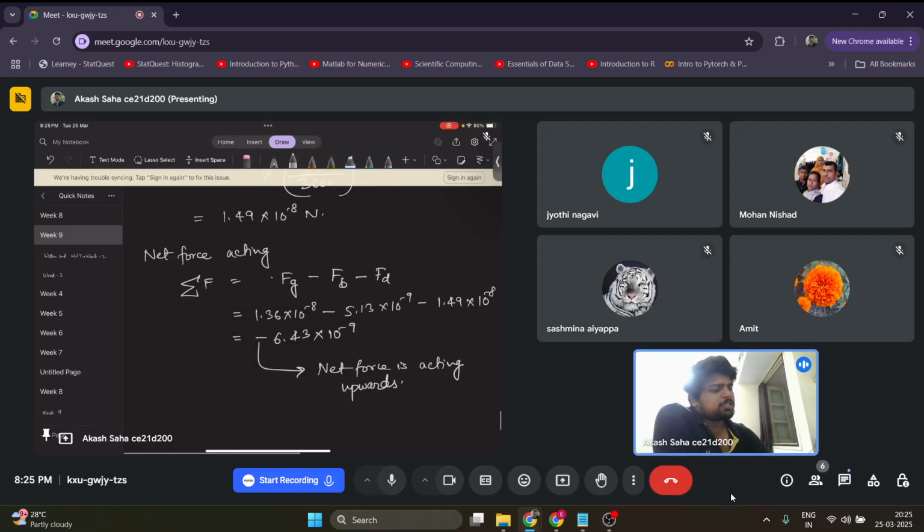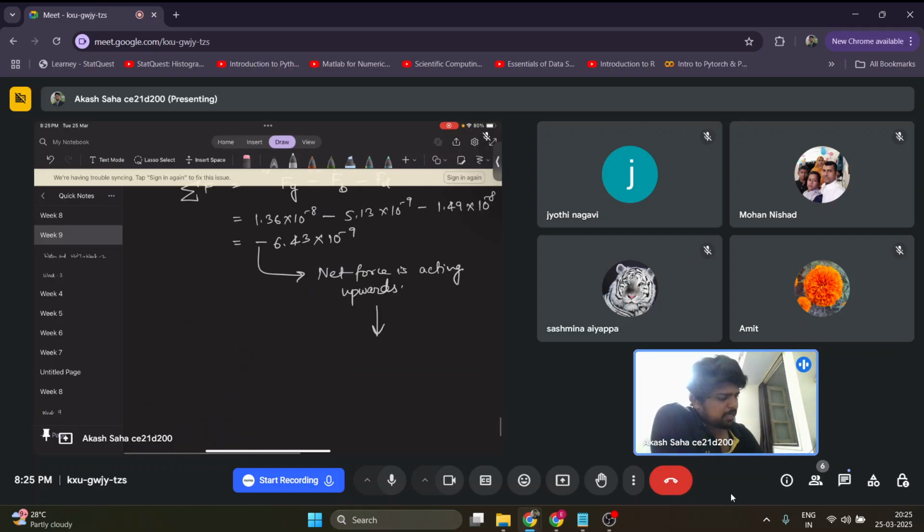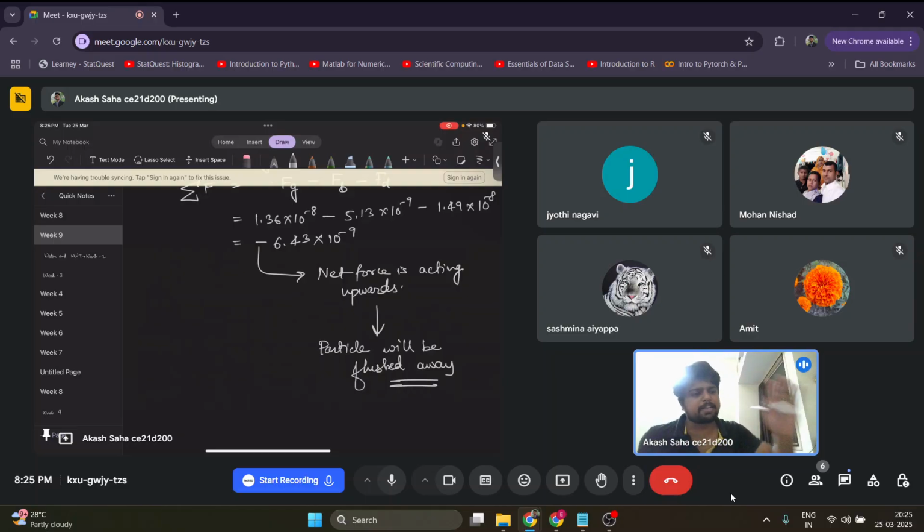So since the net force is acting upwards, we can say that the particle will be flushed away. Okay. So since the net force is acting vertically upwards, we can say that the particles will be flushed away. Right? So did you understand the problem?